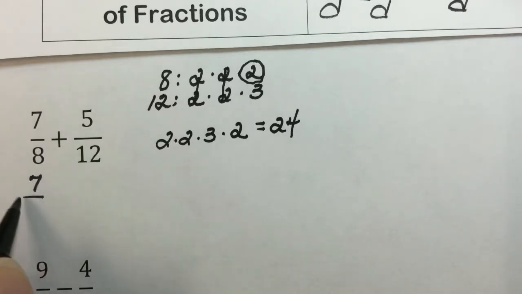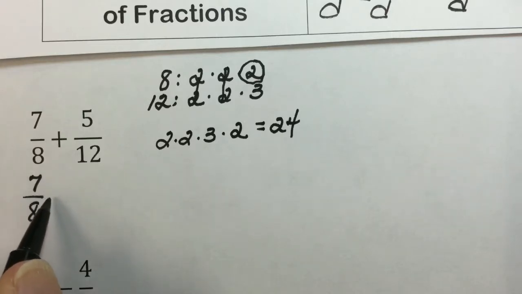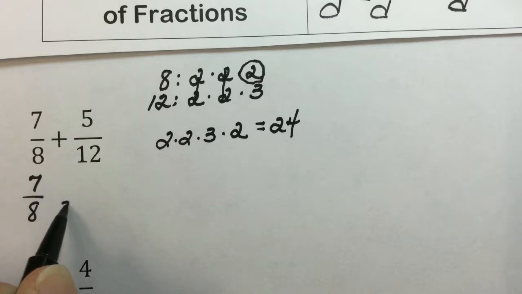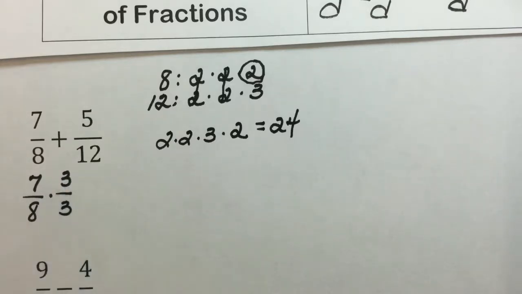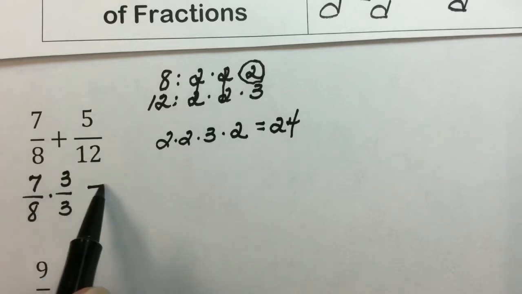So I'm going to take 7/8, and to get a denominator of 24, I need to multiply 8 by 3. To maintain equality, I'm going to multiply the numerator by 3, since 3 over 3 is equal to 1, but the result will give us a denominator of 24.